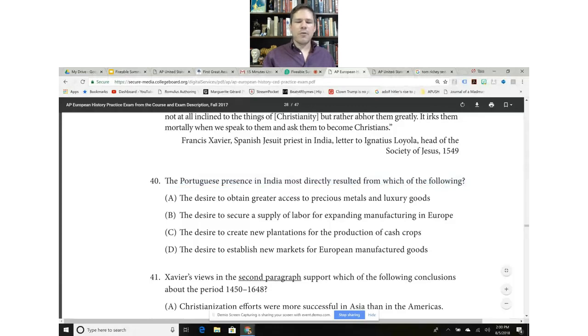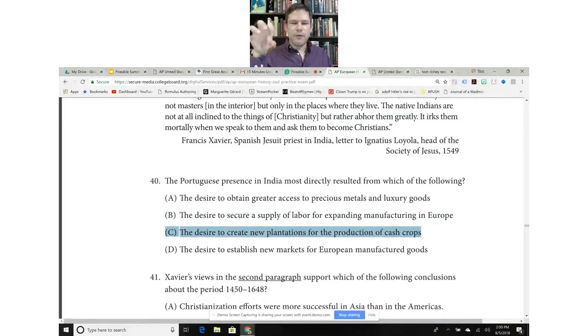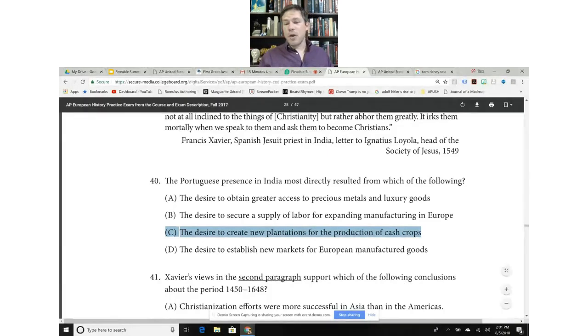A desire to obtain greater access to precious metals and luxury goods sounds good. The desire to create a supply of labor for expanding manufacturing in Europe: manufacturing is out of period. The desire to create new plantations for the production of cash crops: out of place. One thing I've noticed is that we see questions requiring students to differentiate between what's going on in India and China during the age of exploration and what's going on in the Americas. Do they know the difference between the East Indies and the West Indies? This is something that's really more to the Americas.